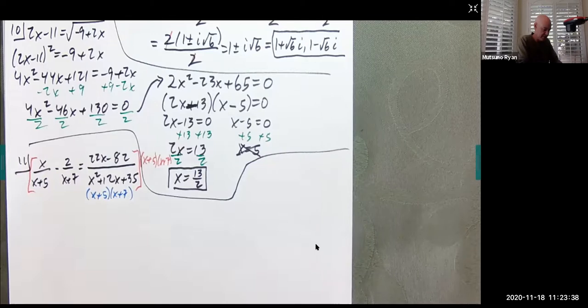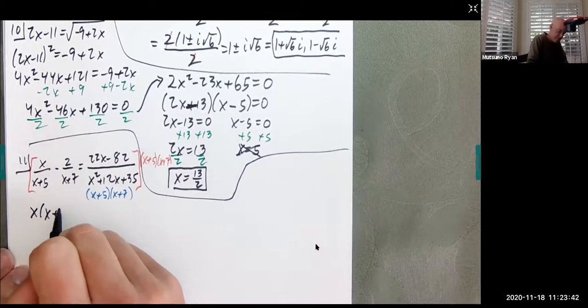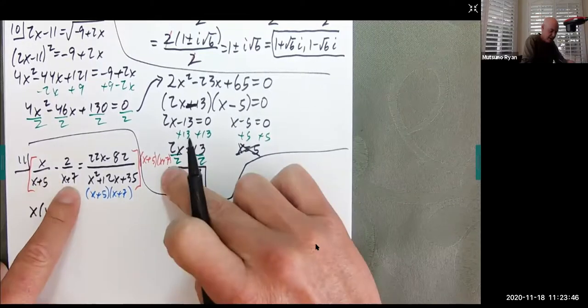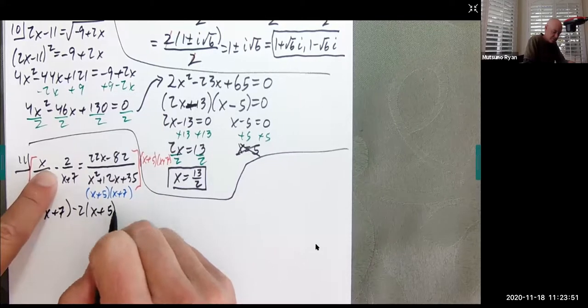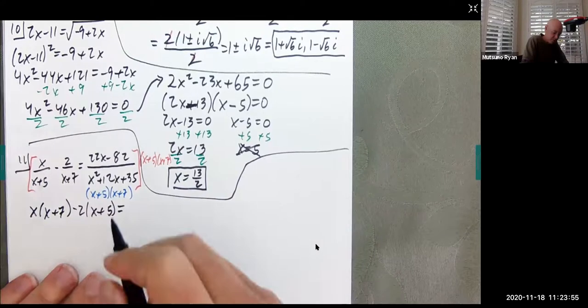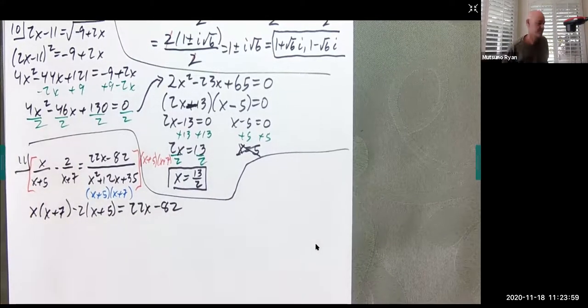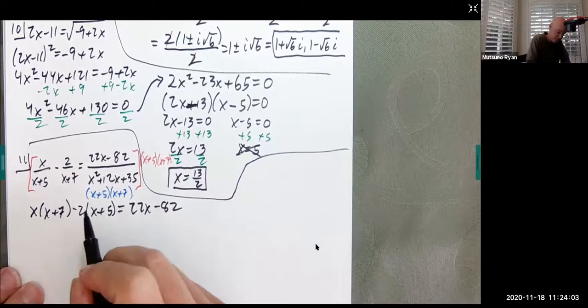And here the x plus 5s cancel out. I'm left with x times x plus 7. I have to be careful here. The x plus 7s cancel out here, but I have a negative 2, and I'm left with an x plus 5 when they reduce out. So I'm going to have to distribute a negative 2 there. Just be really careful. Equals 22x minus 82. Distributing a negative there. Be careful.